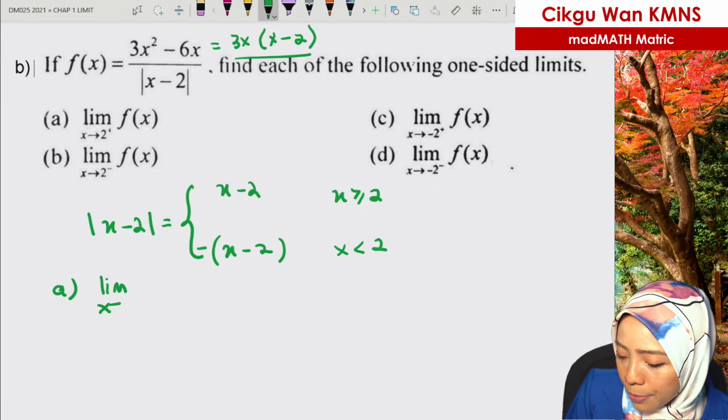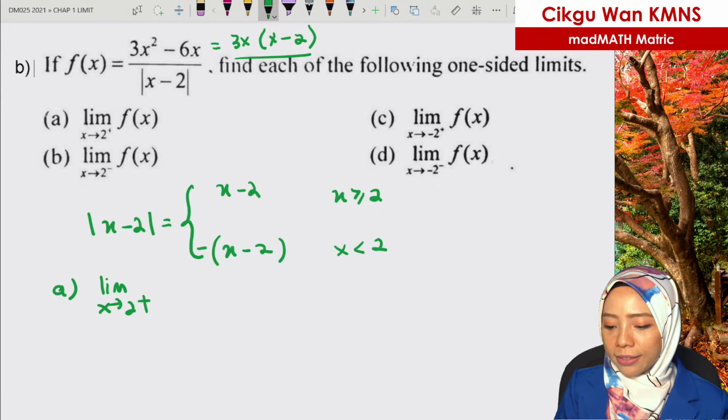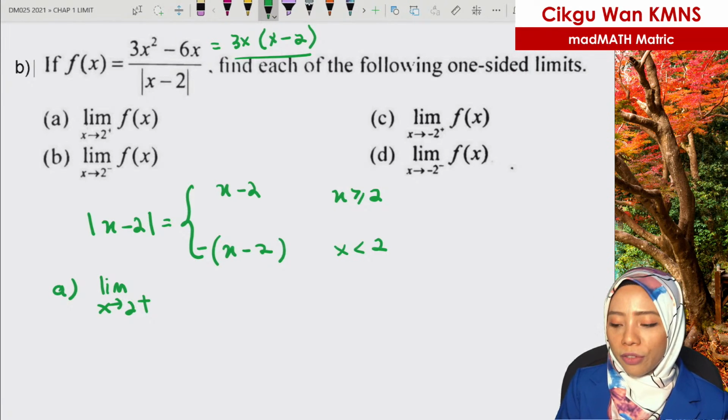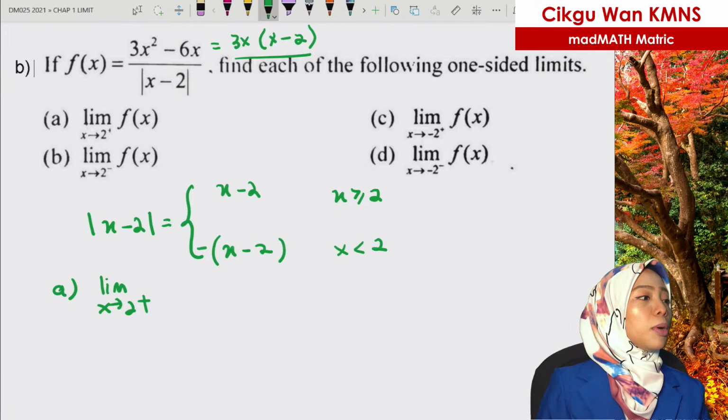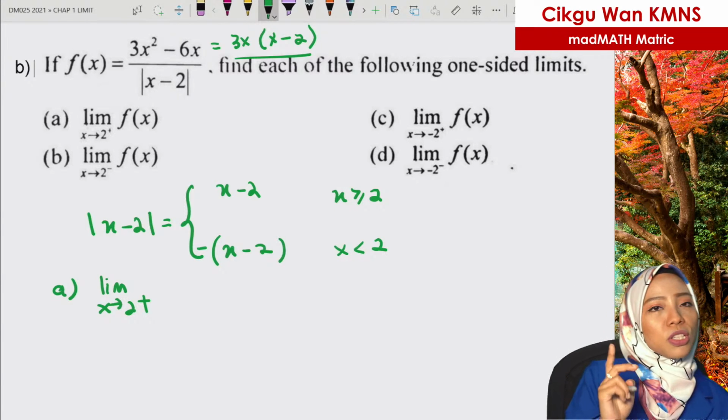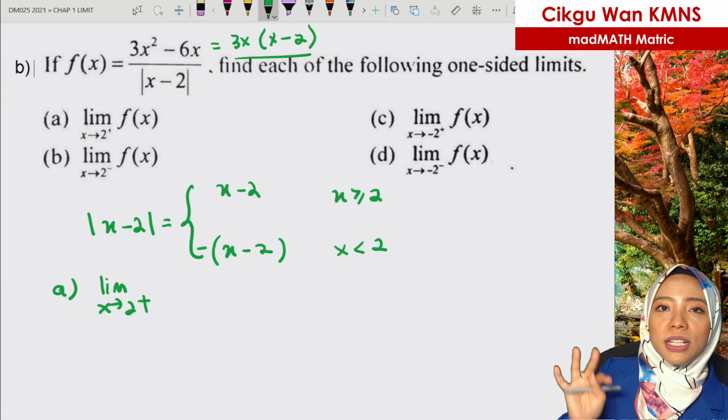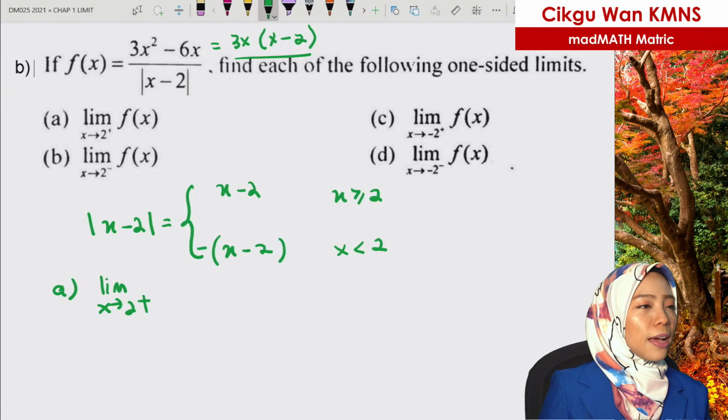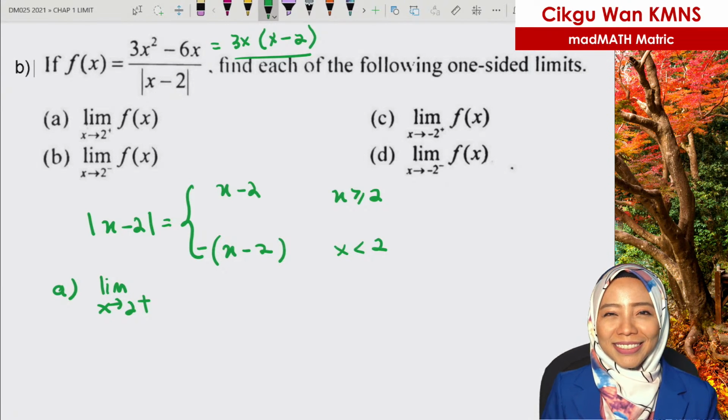Alright. A. Limit x approaching 2 from the right. The question 1, from the right. So top or bottom? Please answer. All 4 questions, get your answers ready. Top or bottom, which does the teacher take?